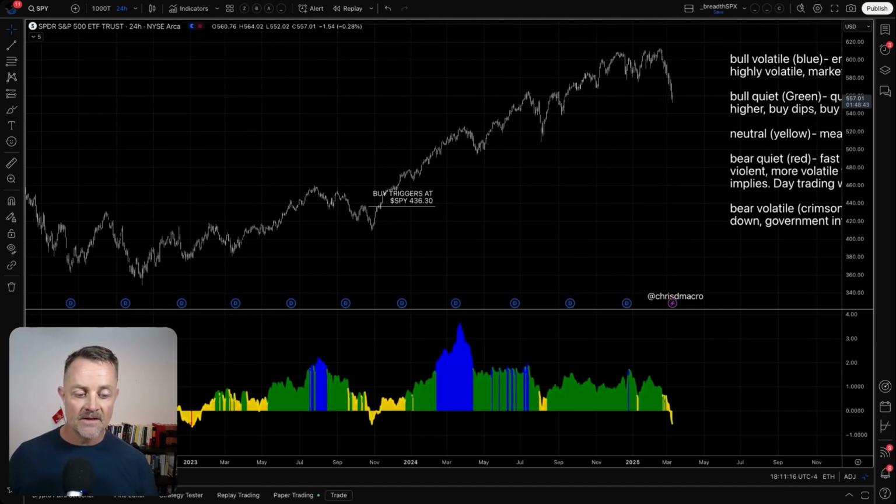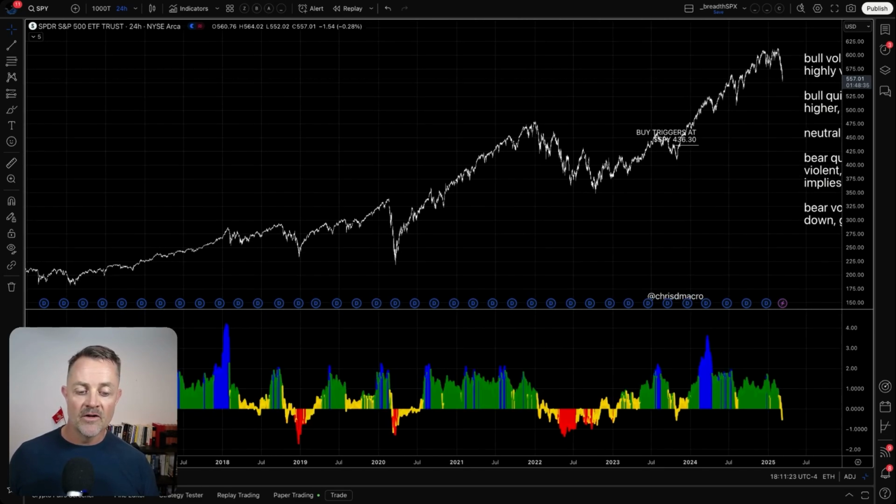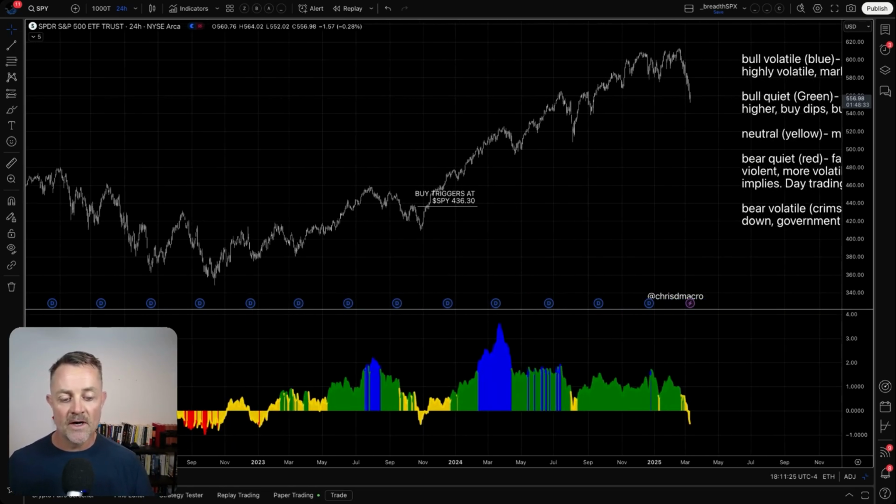So right away, we can see that there's a lot of green and a lot of blue and a lot of yellow on the S&P 500, not so much on the red. So this is why it's important we pay attention to these three regimes. The neutral market regime is oftentimes a transition period, okay? A lot of mean reversion type trading happens here.